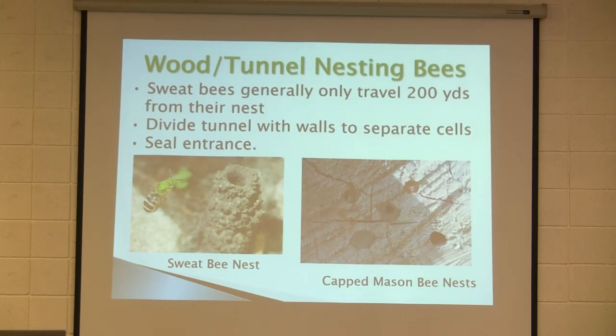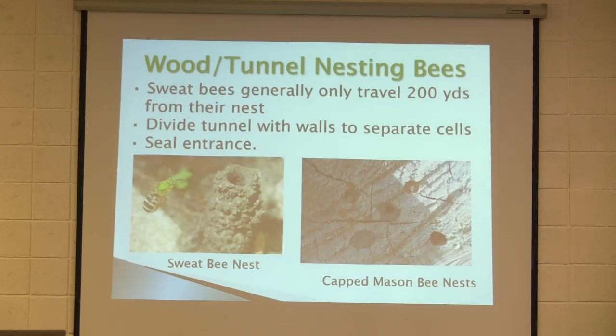Sweat bees, they're tunnels, which you might have seen. They're usually on the ground, but they're a tunnel standing up, and they usually have 3 or 4 together, and they only travel about 200 yards from their nests, so they need a food source fairly close. And they divide the tunnels with walls to separate each cell because they are solitary bees, so each female has their own little tunnel. And then if you see wood with holes that are capped, those are usually mason bees.